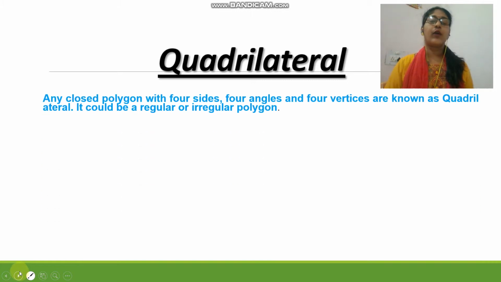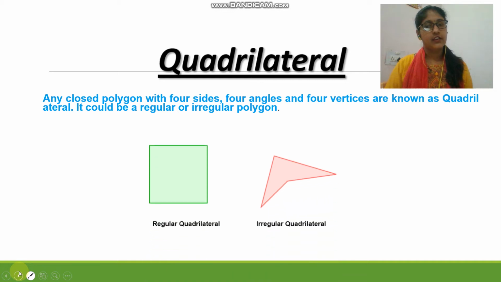So a quadrilateral is a closed polygon made by 4 sides, 4 angles and 4 vertices. Quadrilaterals may be regular or irregular. The first figure represents a regular quadrilateral because all sides and all angles are equal to each other, and the second figure represents an irregular quadrilateral. Quadrilaterals are also classified as convex and concave quadrilaterals. The first figure is a convex quadrilateral and the second is a concave quadrilateral.